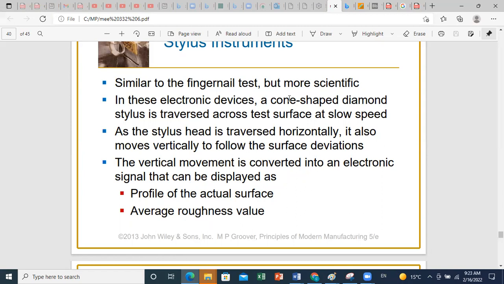In these electronic devices, you have a cone-shaped diamond stylus that will traverse the test surface at slow speed. As the stylus head is traversed horizontally, it will also move vertically due to deviations, okay? The motion of the stylus in the vertical direction will be converted into an electronic signal that can be displayed as the profile of the actual roughness. It will show you how you are deviating from the nominal value. And then it can be used to measure, as we have seen together by integration, the average roughness value.